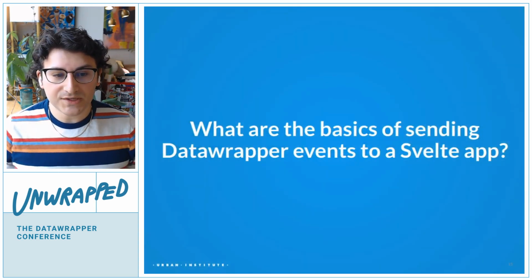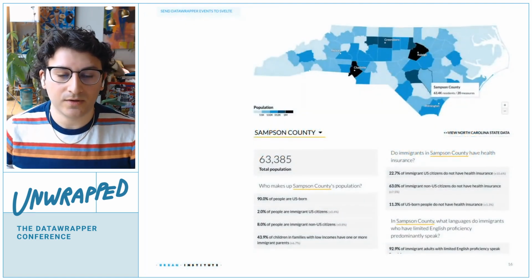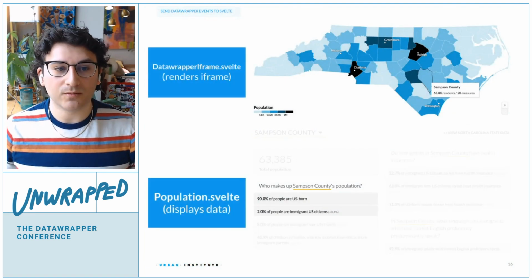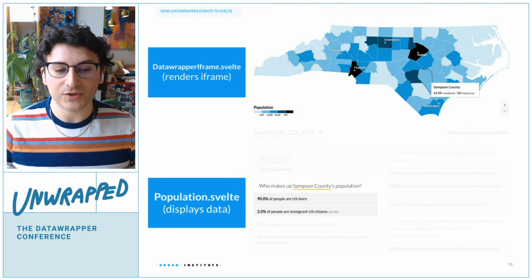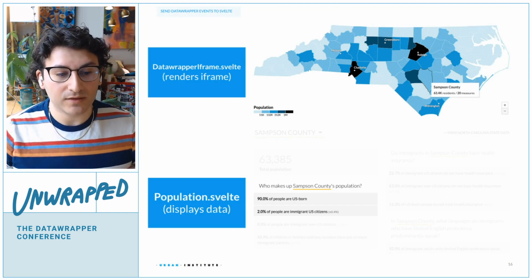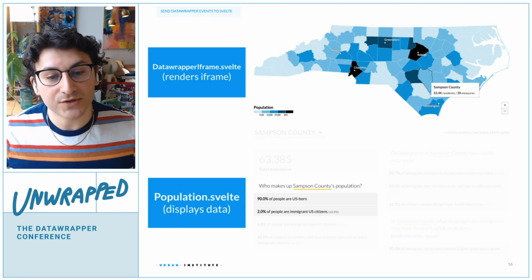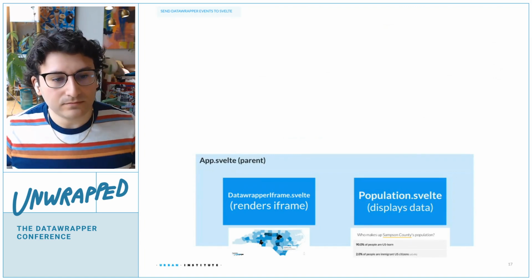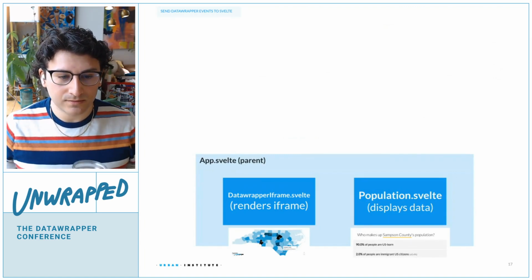All right, so what are the basics of sending a Datawrapper event to the Svelte app? This is our project once again. We're just going to be focusing on two main components, the Datawrapper iframe component, as well as one of the information display components. You could see that you would replicate the data display component again and again for the different sections. A little architecture here. Our app.svelte parent houses our two main components.